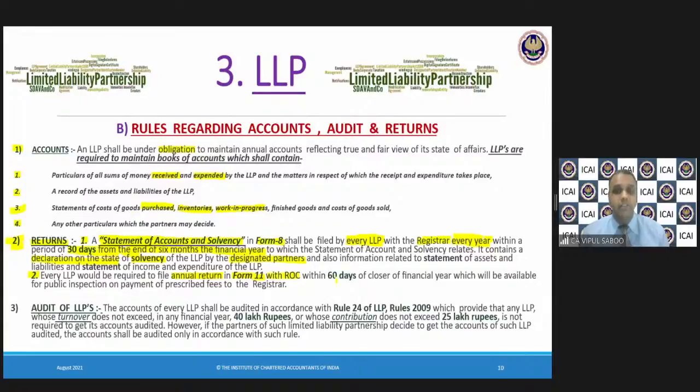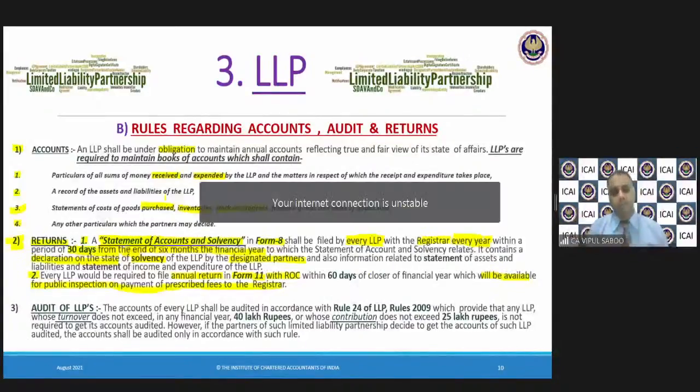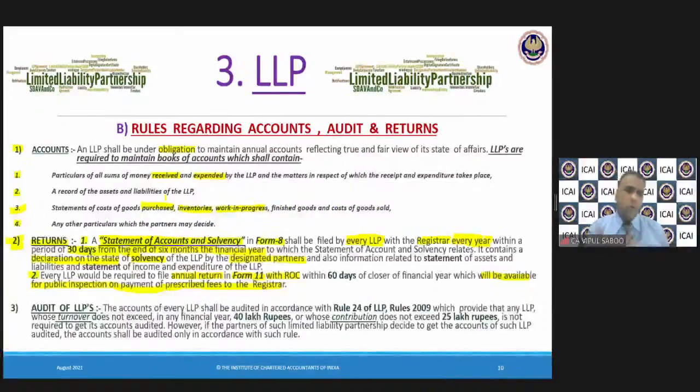With ROC within 60 days of closure of financial year, which will be available for public inspection on payment of prescribed fee to the registrar. So within 60 days of closure of financial year, whenever your financial year closes, after 31st March, within 60 days, somebody wants to see what this particular LLP is doing, what this particular company is doing. They can make an account over there, right? Sign up on the MCA website. They can pay the prescribed fee, and whatever is included in the scope of public documents, which can be made available to the public for their reference on payment of a minimal fee, you can get access to those statements filed with the Ministry of Corporate Affairs.